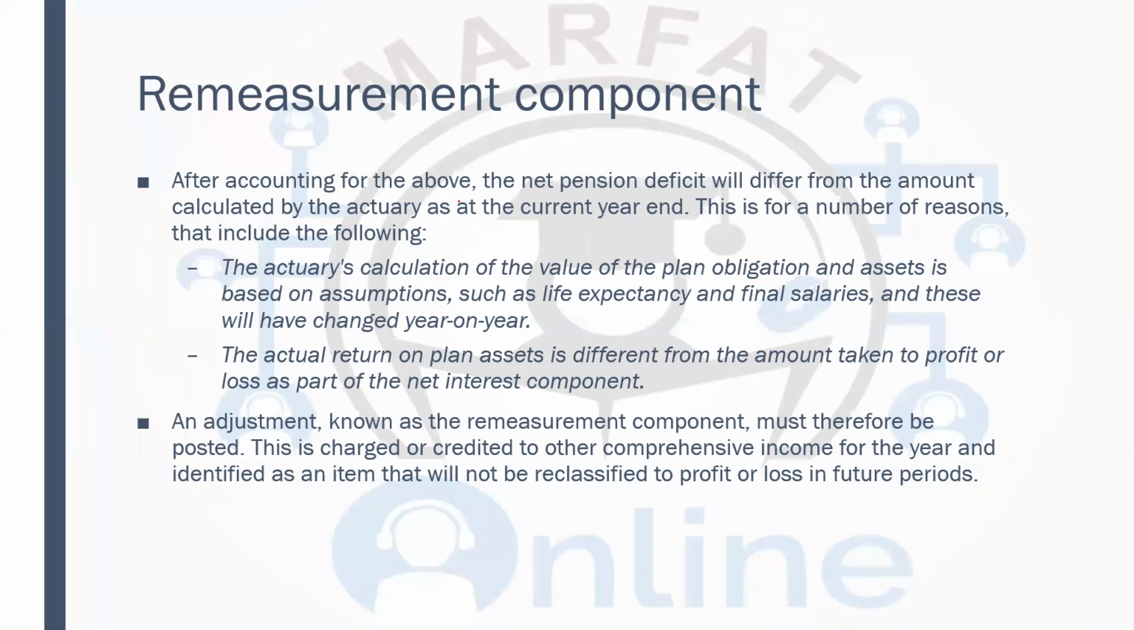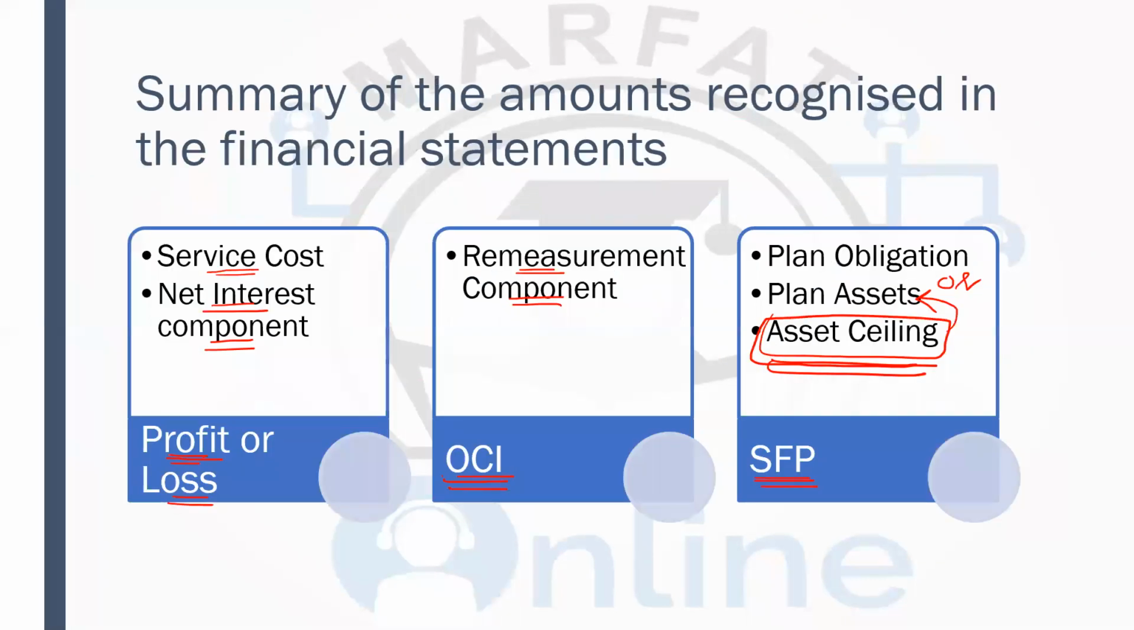So after accounting for the above, the net pension benefit will differ from the amount calculated by the actuary. This is for a number of reasons. The actuary's calculation of the value of plan obligation and asset is based on assumptions, and these may change. The actual return on plan assets, which we are assuming that we are getting from investments, may be different. So this will give rise to the remeasurement component, and remeasurement component is either a gain or a loss, but that is something unrealized. So we record that in the other comprehensive income.